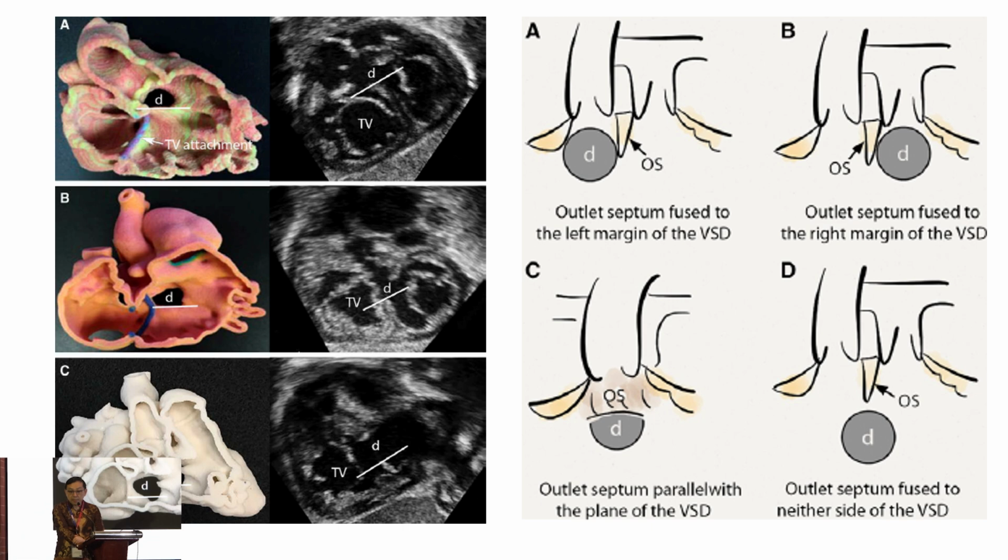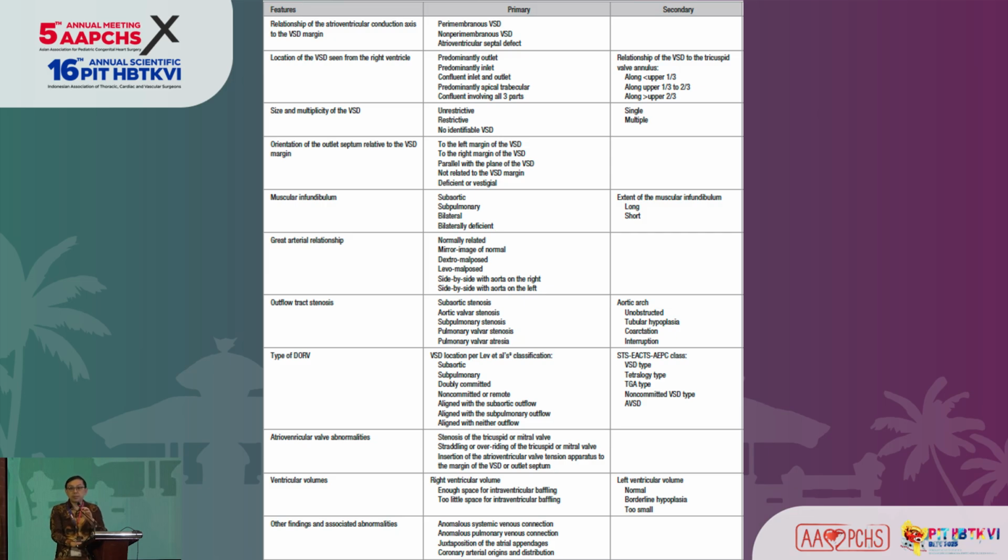complete AVSD type. It also allows us to look at the outlet septum primarily in relation to the VSD, whether it is fused to the left margin of the VSD, the right margin, or there's actually no outlet septum at all. So these are the things specifically that they look at when they do an MRI.